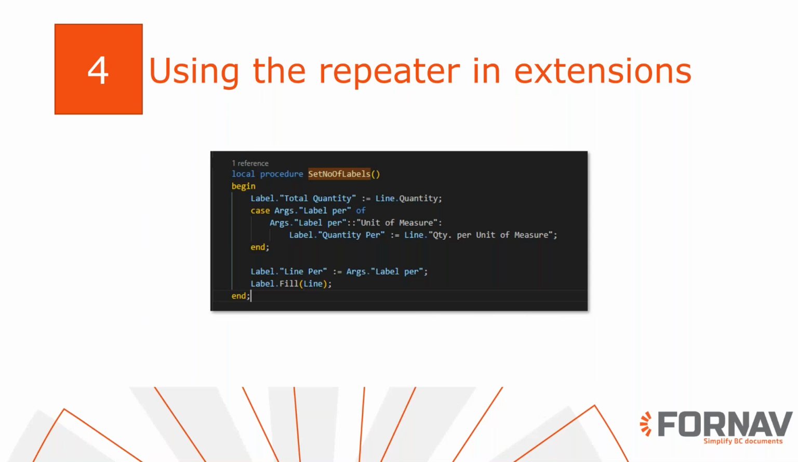Finally, we can have a look at how you would add a repeater to a report's AL file. Let's say you want to set up a repeat per option on a report request page, or you want to start creating your own labels, then you can use the FORNAV Repeater and the FORNAV Repeater functions to determine how your repeater table is going to be filled.